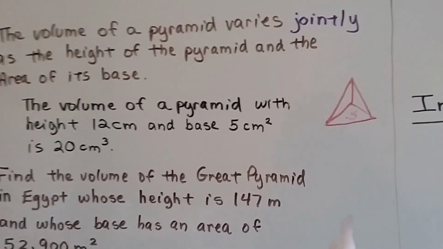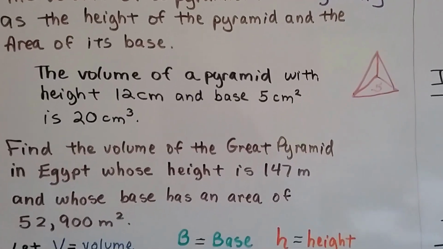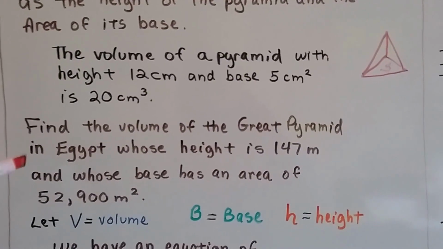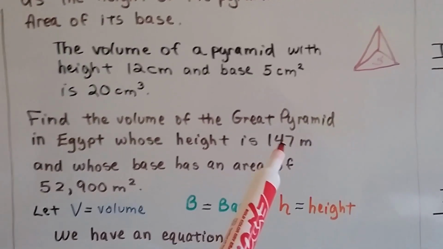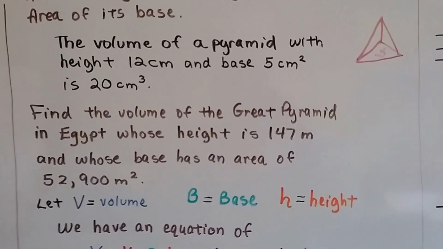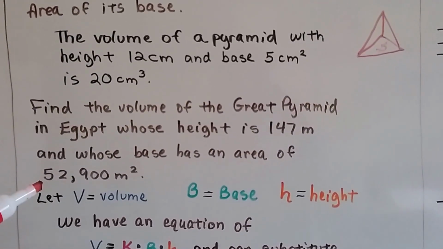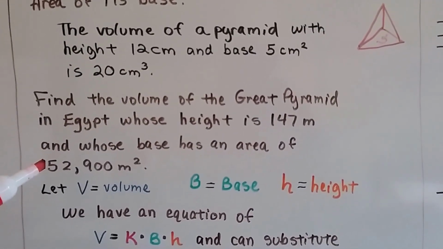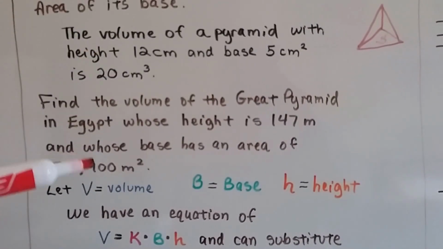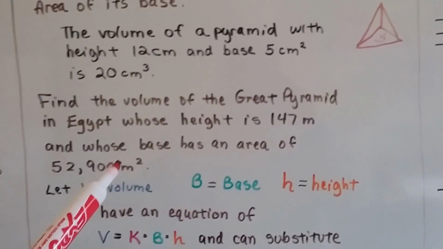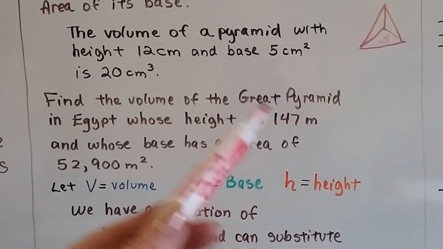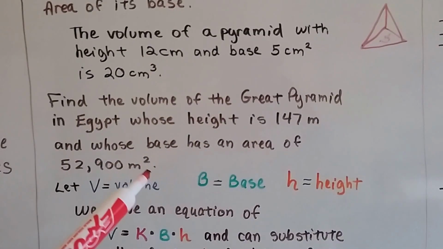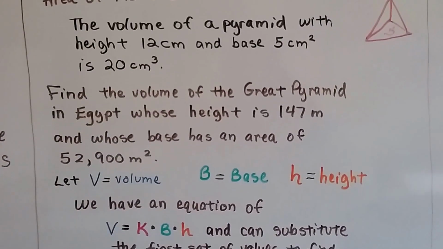See that? That's a little pyramid compared to the Great Pyramid in Egypt. So we could find the volume of the Great Pyramid in Egypt, which has a height of 147 meters and a base area of 52,900 meters square. So if we're doing apples to apples, we've got a base that's square, just like this one. We've got a height in metric, see? So our answer is going to be cubed, isn't it?